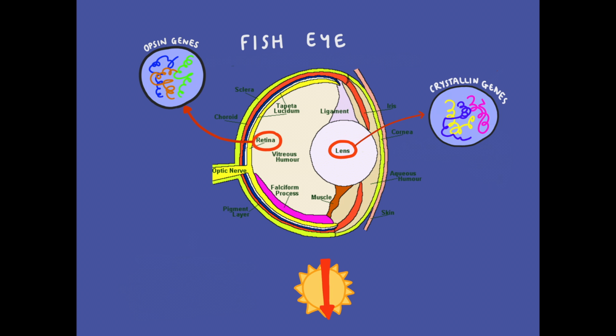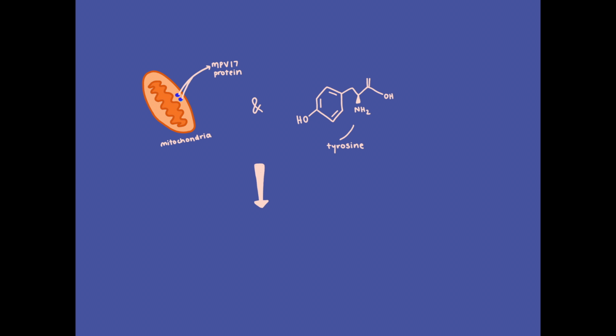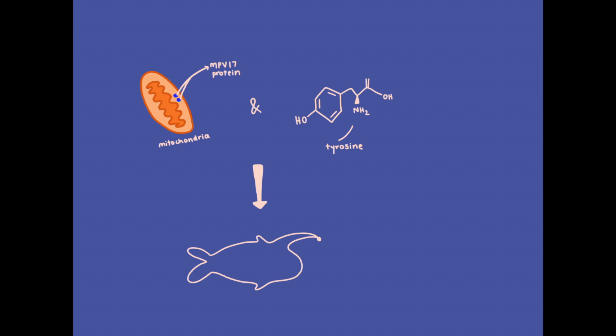Due to the lack of light that reaches the deepest parts of the ocean, shapes and color are not conceivable, and thus deep-sea fish do not need to rely on their vision. Scientists believe that the deletion of the MPV-17 protein, which is found in the mitochondria, and the mutation of the protein tyrosine plays a role in producing the albino phenotype found in deep-sea fish.